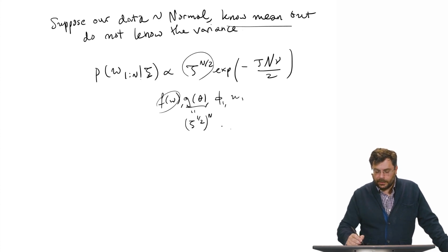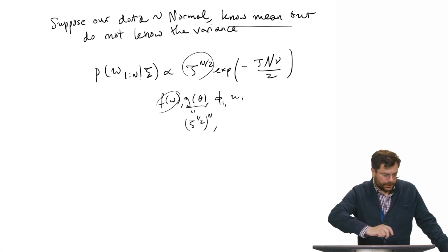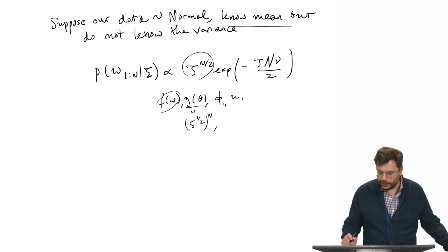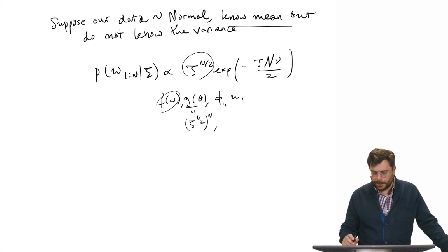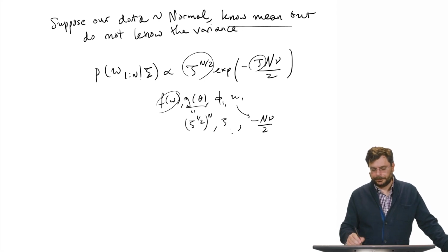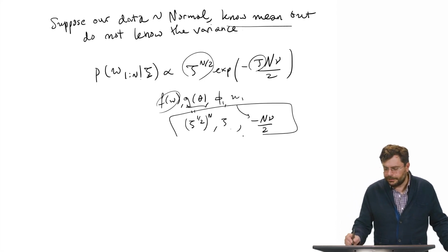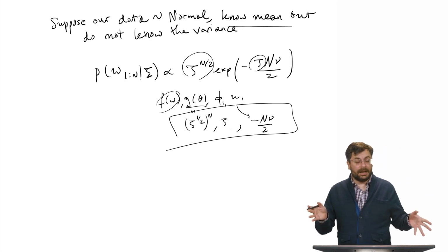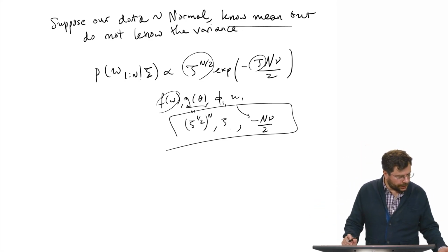And what about phi 1 and u1? Okay, well, phi 1 is the one that depends on the parameters. So that's just tau. And my u1 is negative mu over 2. So now that I've written all this down, I can go ahead and write down my conjugate prior.